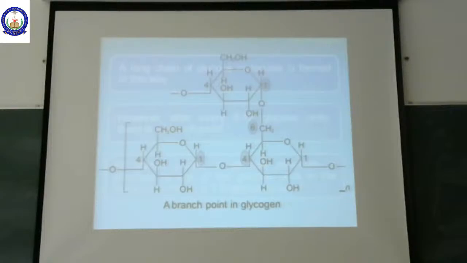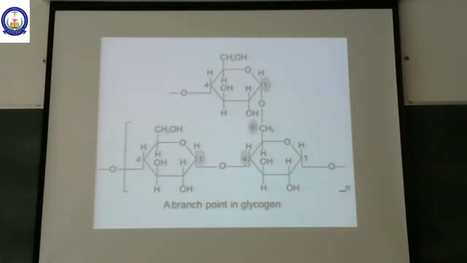So this is the branch point of glycogen, you can see. This is the linear chain, the linear glycosidic bond which is formed. With one glucose molecule, the 6th carbon atom of one glucose and the first carbon atom of the other glucose molecule are bonded. That is called an alpha-1,6 glycosidic bond. So this is how the branching point of glycogen happens.